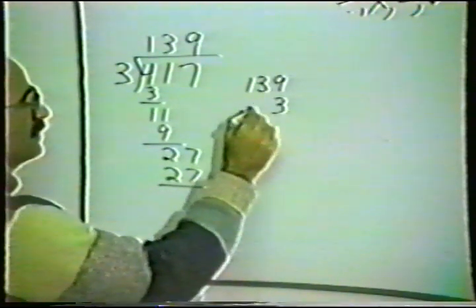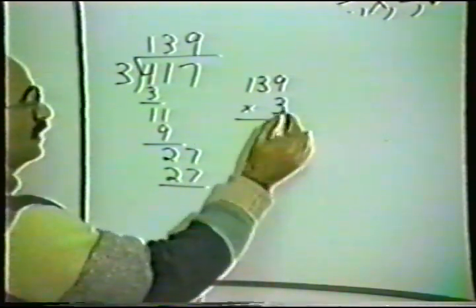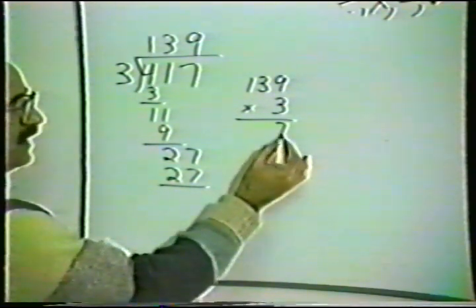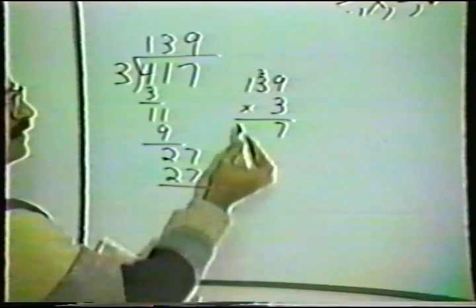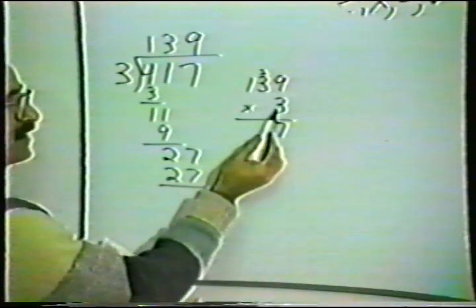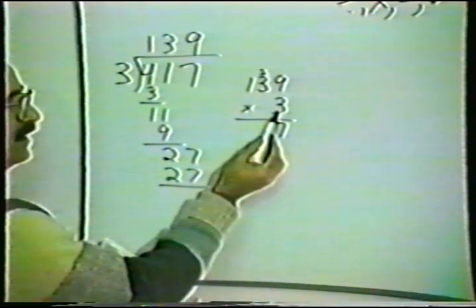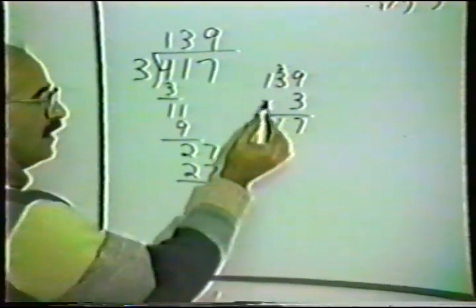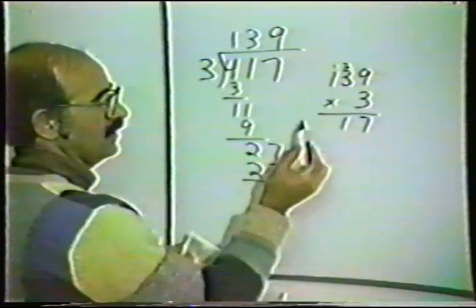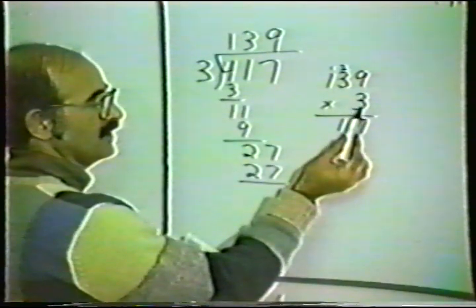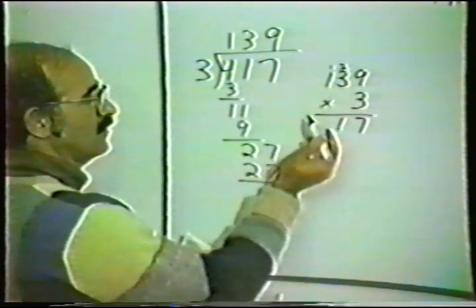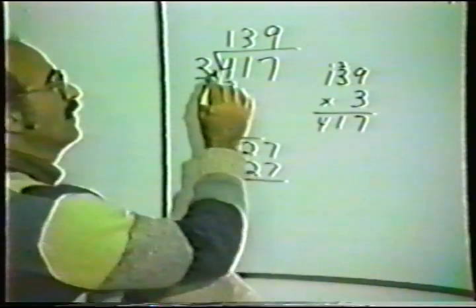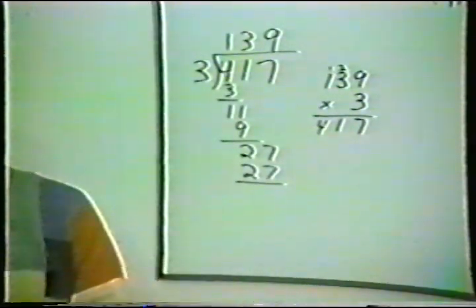139 times 3. 9 times 3 is 27. Put down the 7. Carry the 2. 3 times 3 is 9. Plus the 2 is 11. Put down the 1. Carry the 1. 1 times 3 is 3. Plus the 1 is 4. 417.